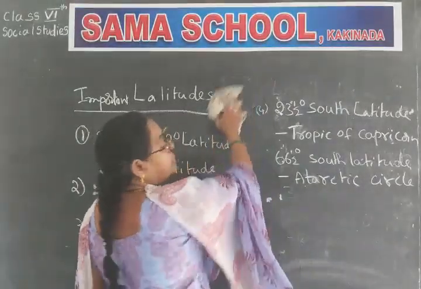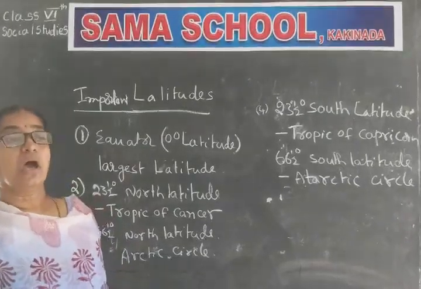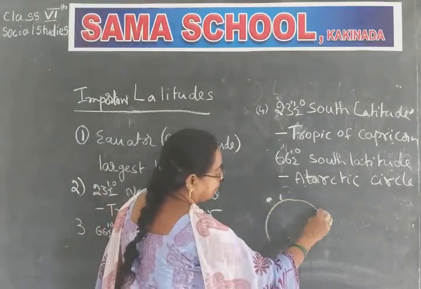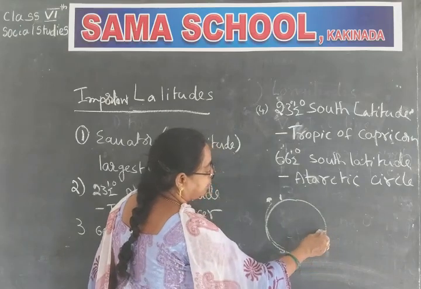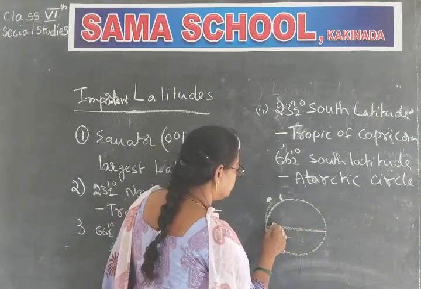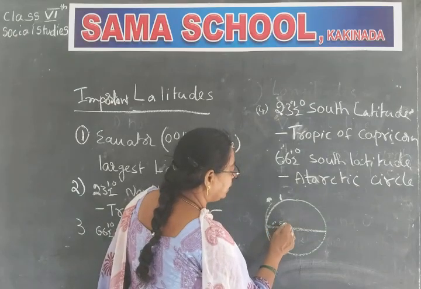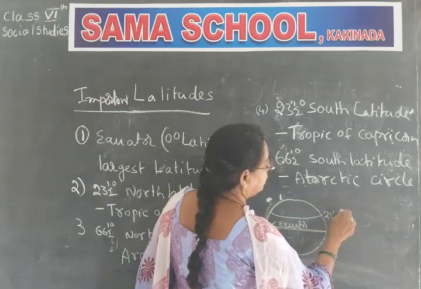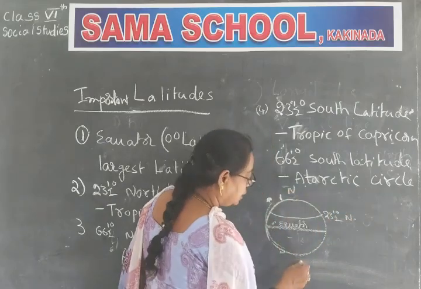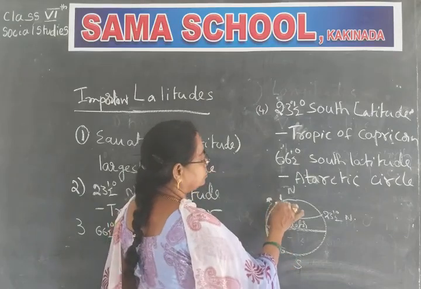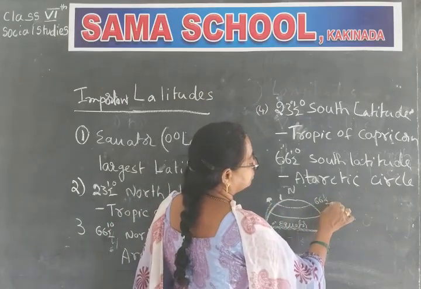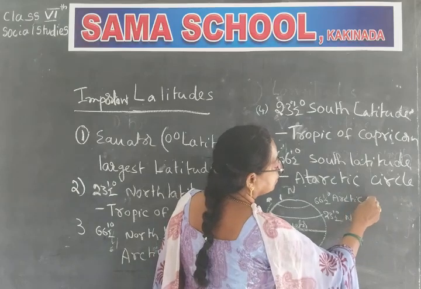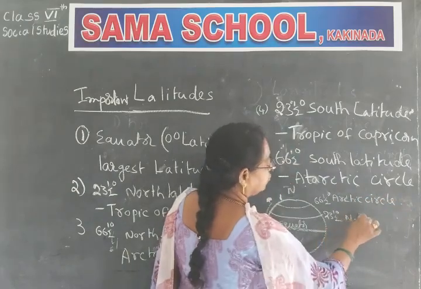This we can also draw. Explain these important latitudes with the help of a picture or drawing. What you have to do is draw like this. Draw the middle one, that is called the 0 degree latitude, the equator. Next one is 23 and a half degrees north latitude, because the top is north and the bottom is south. So here is 66 and a half degrees north latitude. This is the Arctic Circle. This is the Tropic of Cancer.